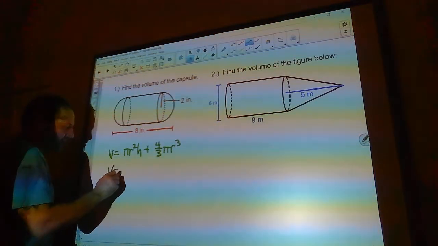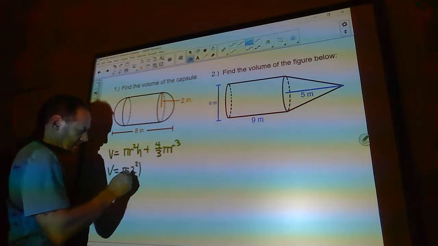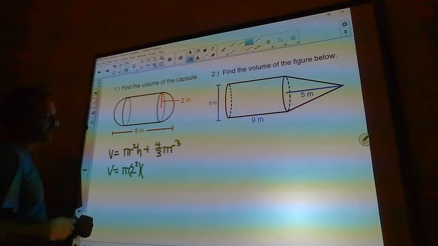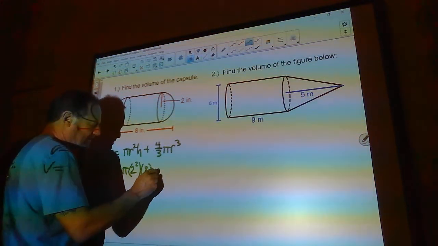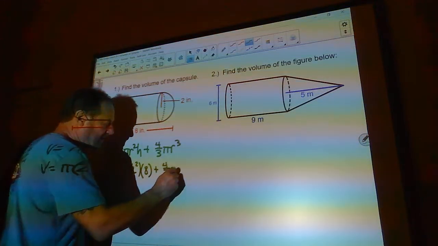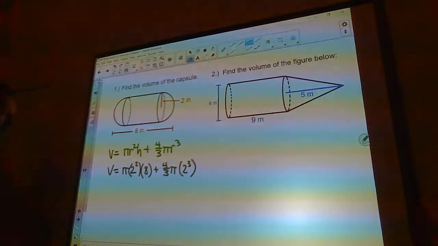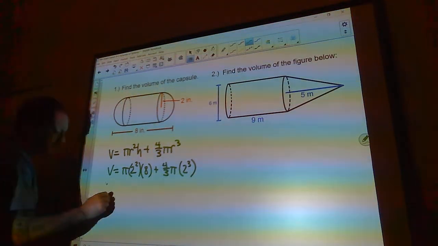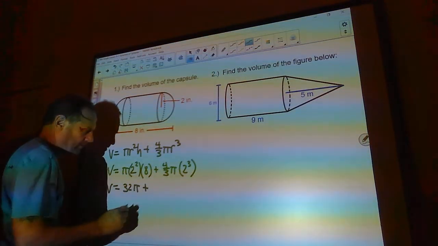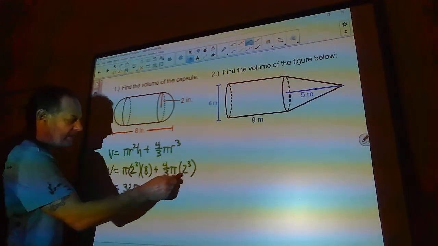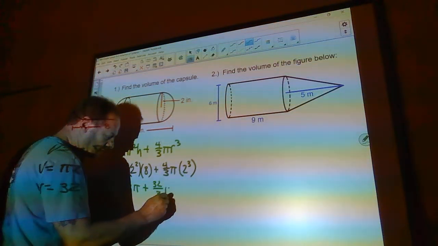Okay, so volume is going to be pi, the radius is going to be 2 squared, times the height is going to be 8, plus 4/3 pi times the radius is 2 again, cubed. This is easy to do over here. This is 8 times 4, 32 pi. This is 8 times 4 is 32/3 pi.